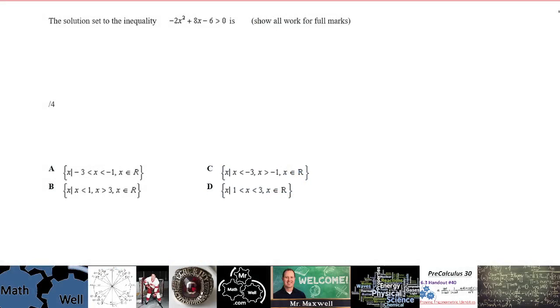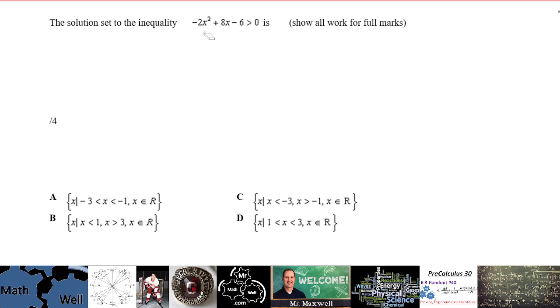All right, so this question says: the solution set to the inequality of negative 2x squared plus 8x minus 6 is greater than 0 is what? Show work. Okay. So what we want to do, I'm going to expand this out a little bit. You don't have a graphing calculator for this one. This one you're going to have to do algebraically.